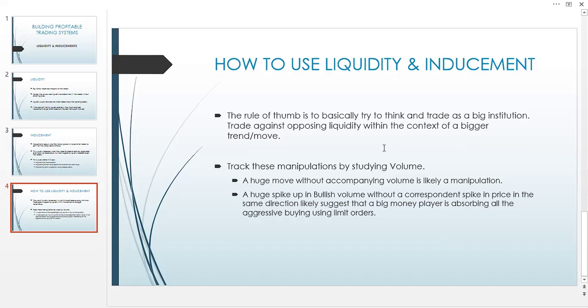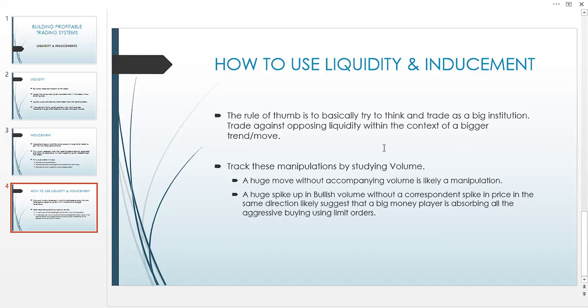The next way you could apply the concept of liquidity and inducement is to track these manipulations by studying volume. I'm not going to talk about this so much. I'm going to give you ideas you could use in the FX because we have some ways that we actually try to do this. And we're also going to give you broad strokes that you could actually apply.